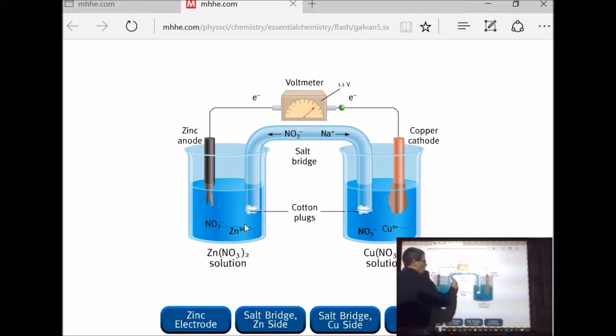So good salt bridges usually have nitrate in them because nitrate doesn't form a precipitate with anything that we care about. And good group 1A metals are another one. So sodium nitrate is generally a really preferred thing.